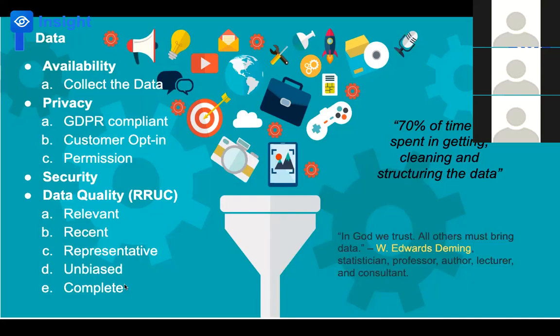Is data complete or not? Representative and complete almost go hand in hand. And data should be unbiased. I should not get data only for the male customers. I should get data for all the different segments which transact at that particular store, to ensure that data is not biased. Generally, once you get data, 70% of your time would be spent on cleaning and structuring the data.